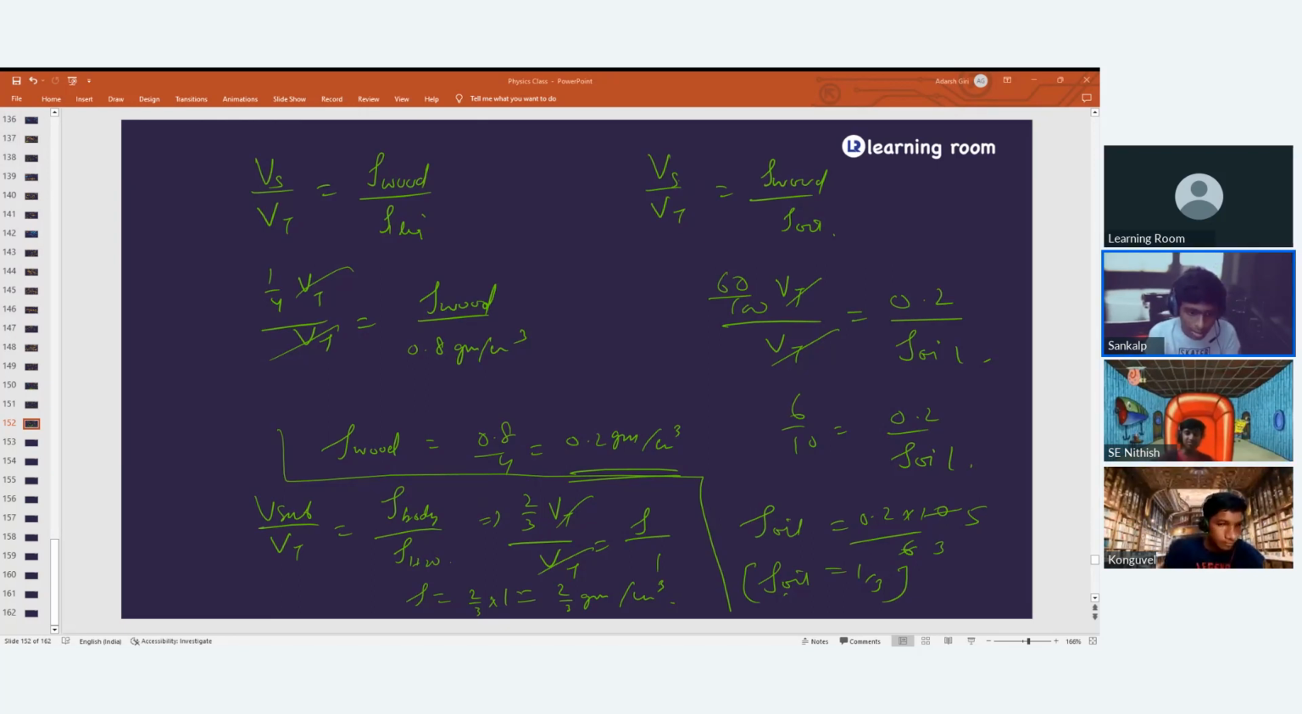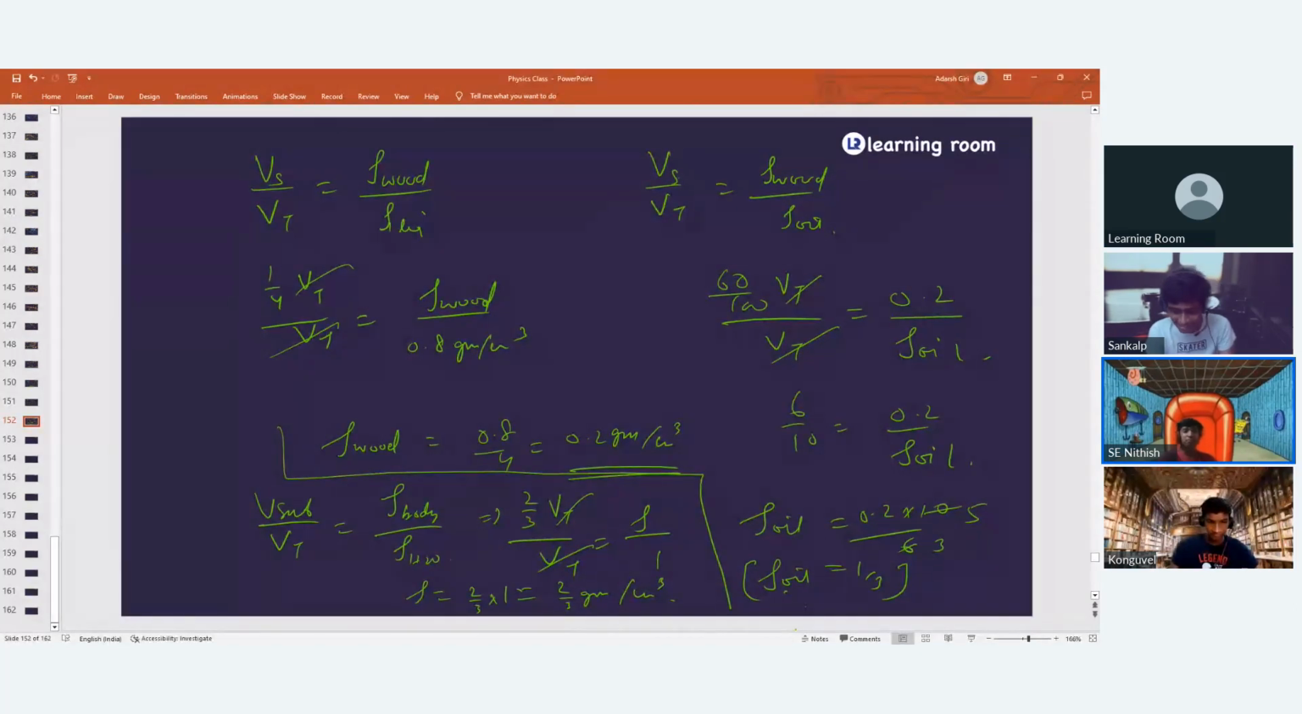Sir, what's a lactometer numerical? Milk density numerical. See, a lactometer is a device that reads the density of milk. Why do you think it is used? It is used to find the density of milk, for retail shops where they have to sell the milk.